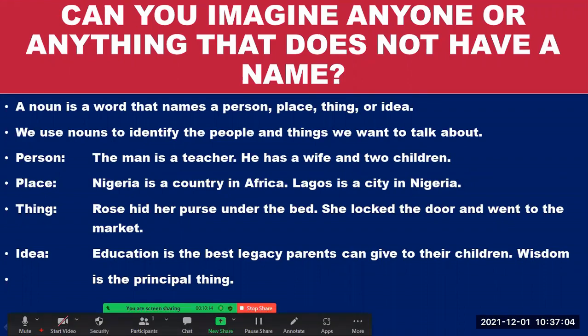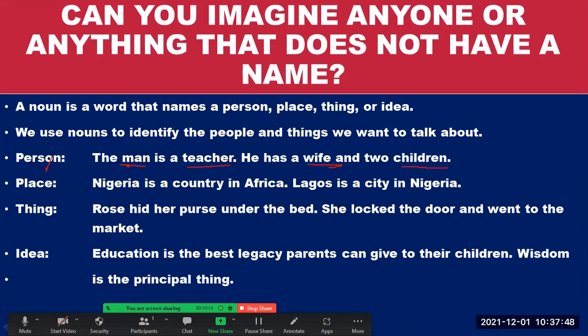For example, if you want to talk about persons, all right? Talking about persons, the man is a teacher. He has a wife and 2 children. Now, all the words that we use to refer to persons here are all nouns. Beginning with the word man is a noun. Teacher is a noun. Wife is also a noun, and children is also a noun.